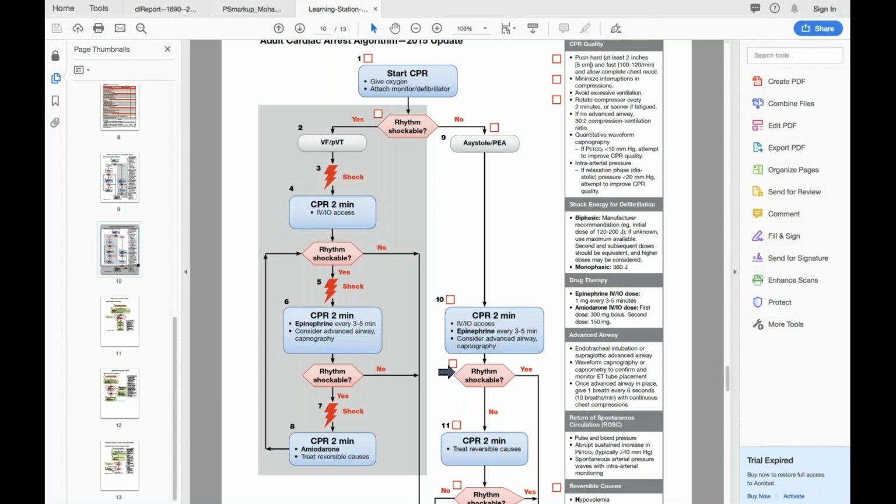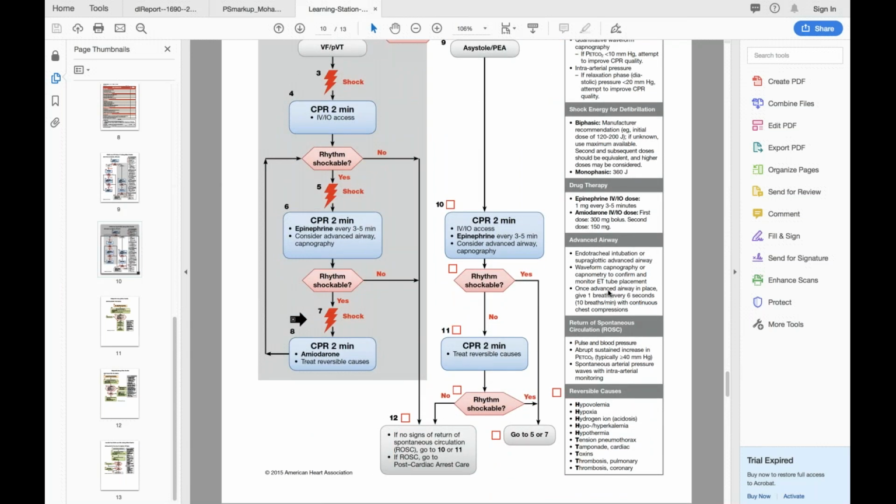Still the rhythm is not shockable. It will be PEA or asystole. What you will do? CPR immediately. So for asystole or PEA, CPR. Not like the other: VF or pulseless VTAC, shock, CPR. That's the difference. Shockable or not shockable. Okay.